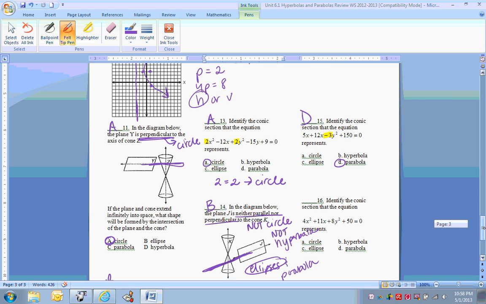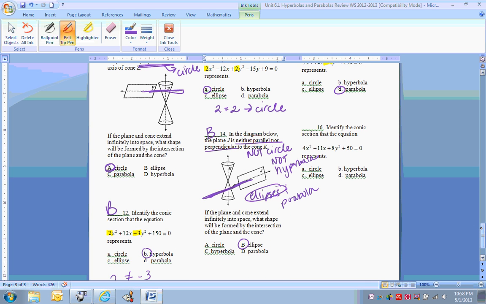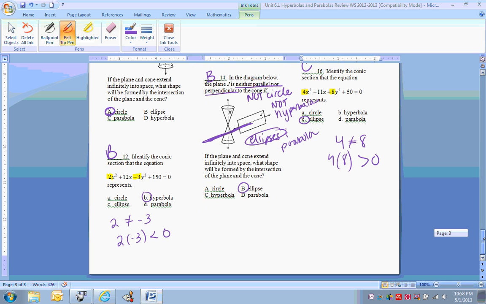Let's go on to the last problem, 16. It says identify the conic section the equation represents. Well, let's look again at the coefficients in front of x squared and y squared. Well, they're not equal to each other. 4 does not equal 8. And since they have the same sign, that means when you multiply them together, it'd be greater than 0. So 4 times 8 would give you a positive number. Their signs match, so it's an ellipse. So C is the answer to number 16.